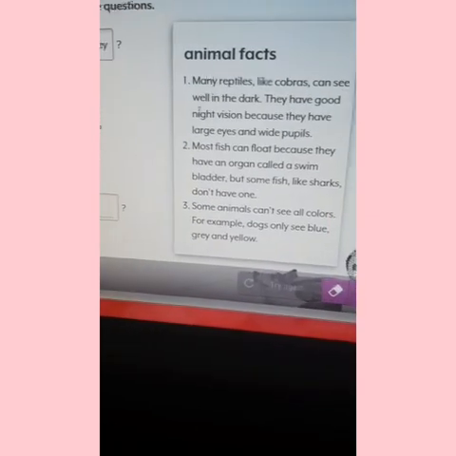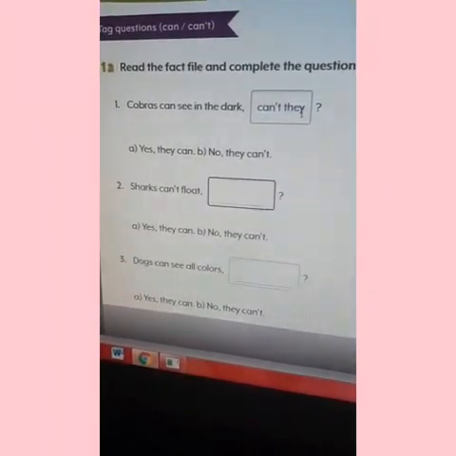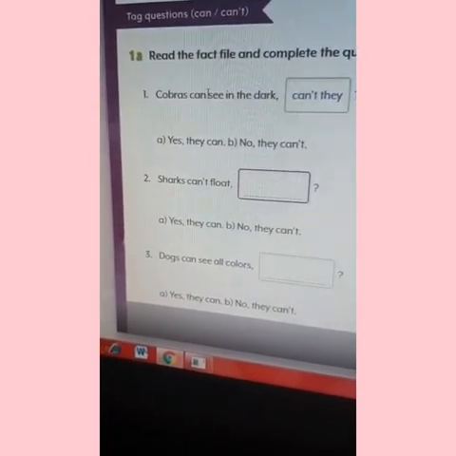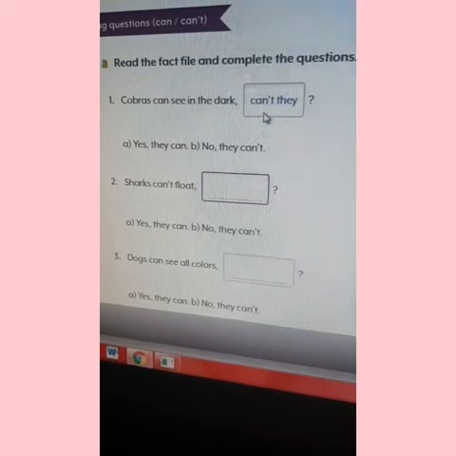Now we are gonna continue. Here we have the first. Cobras can see in the dark. Can't they? Remember, if we have here a positive statement, the third question will be in negative.